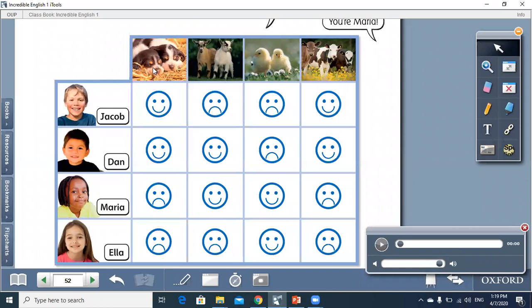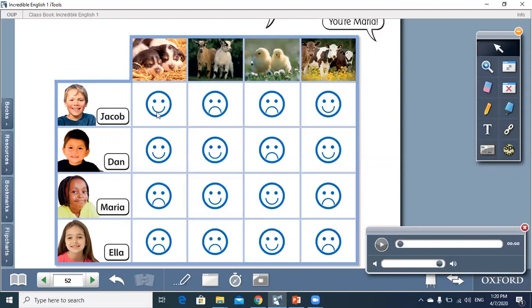Before we listen, we have got four images here. So what are these? These are puppies. And what are these? These are goats. What are these? They are chicks. And what are these? They are cows. And here we have Jacob, Dan, Maria, and Ella.